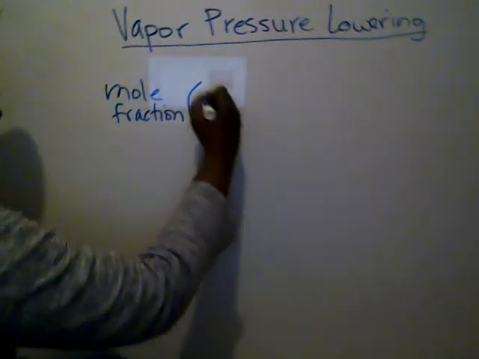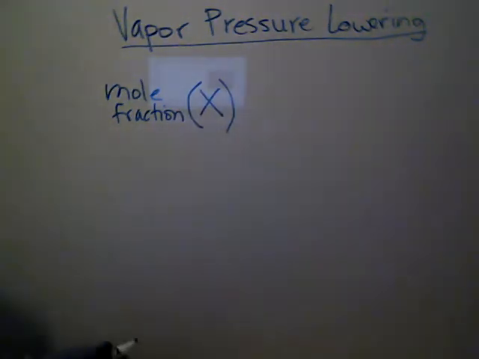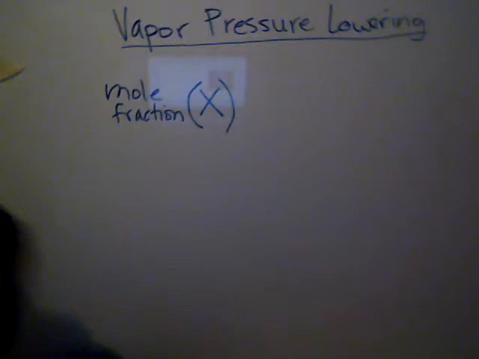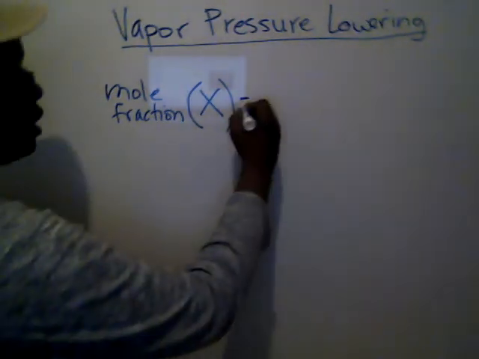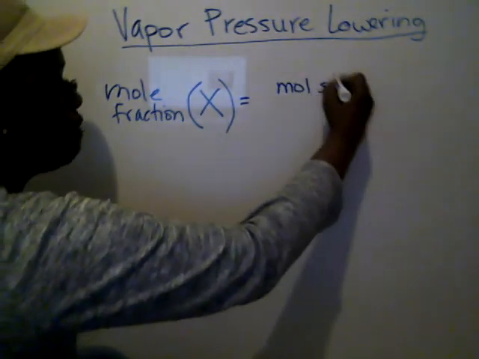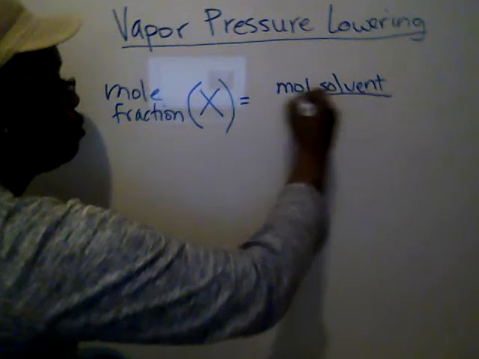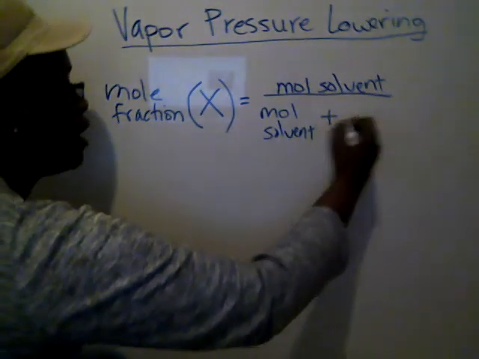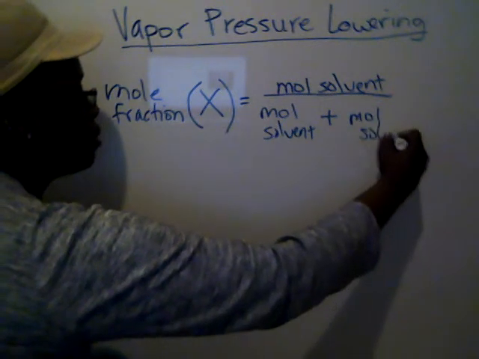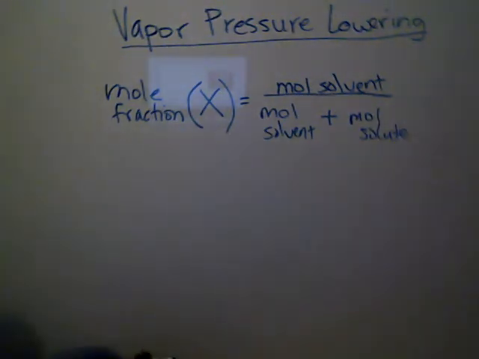And for whatever reason, they use the letter X to represent the mole fraction. Now, when we calculate the mole fraction, what's important for us to calculate is the mole fraction for the solvent. So I'll write out what the equation is. We want to know the moles of the solvent over the moles of the solvent plus the moles of the solute. So in other words, what we're basically trying to figure out is what percent of the mixture is the solvent. So how close is the solvent to being just pure with no solute in it?